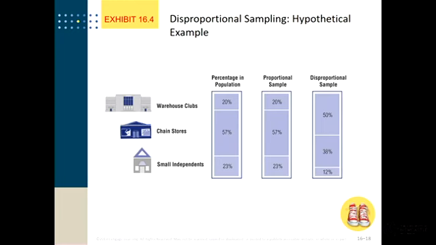Anybody else with any other point? Like why we may choose to go for a disproportional sampling? Well, the first and the simplest point is convenience. Sometimes you may think that collecting information from a particular stratum is more convenient. That's why you collect more information from that stratum.